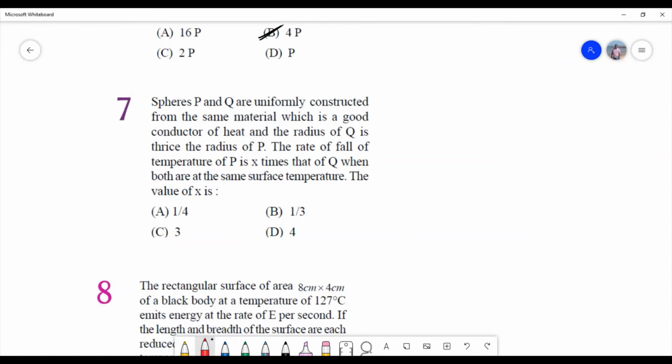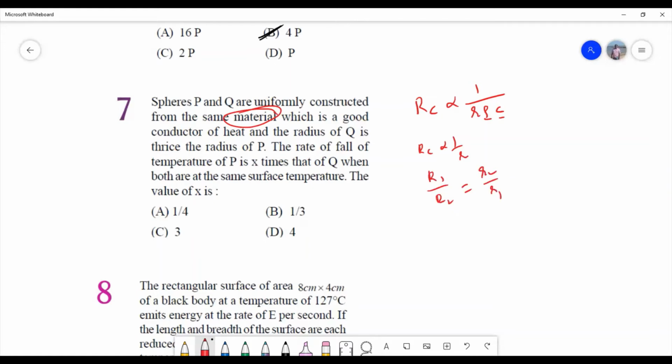So we all know that the rate of cooling is directly proportional to 1 by rho r c, where r is the radius of the sphere, rho is density, c is specific heat. Here, since the material is constant, rho and c are constant, so the rate of cooling is inversely proportional to r. So rate of cooling of 1 upon rate of cooling of 2 is R2 by R1.